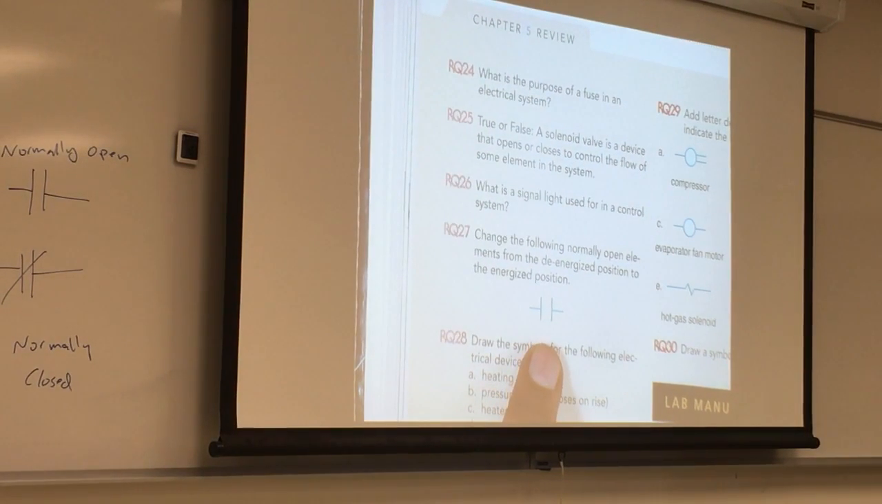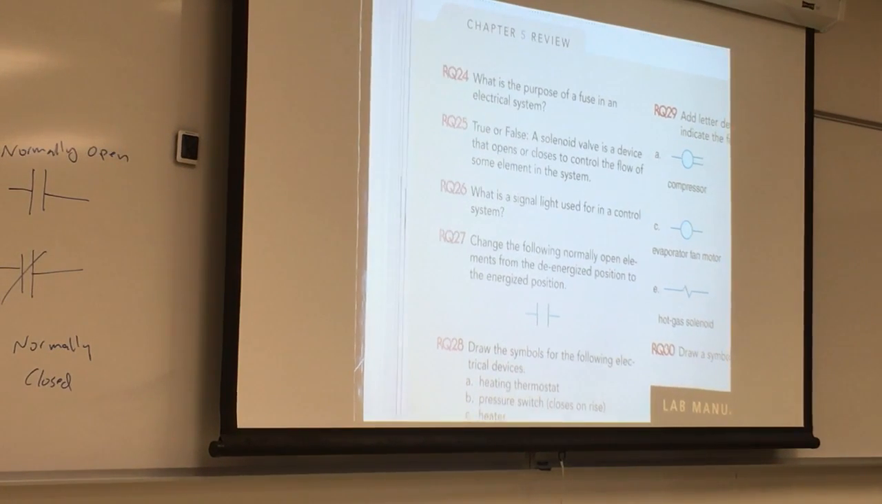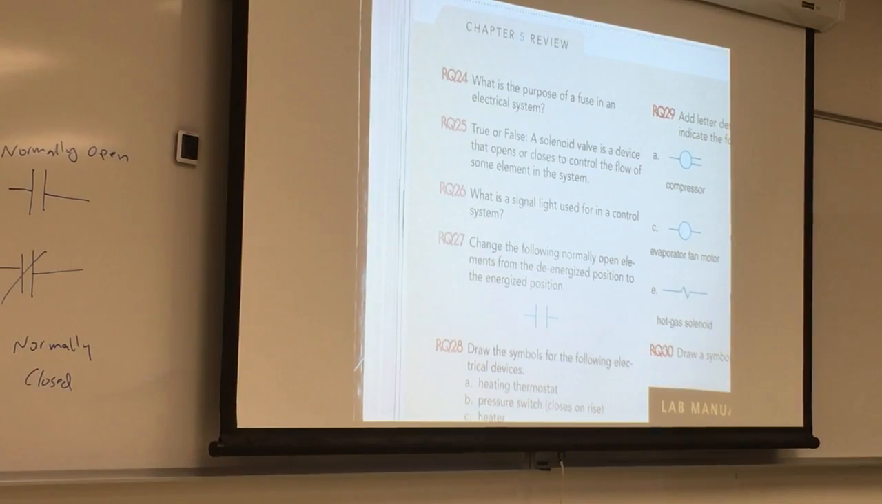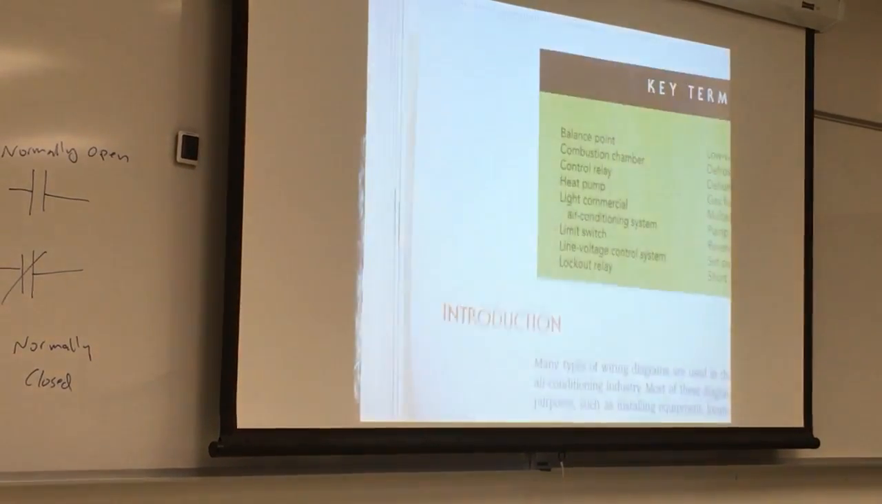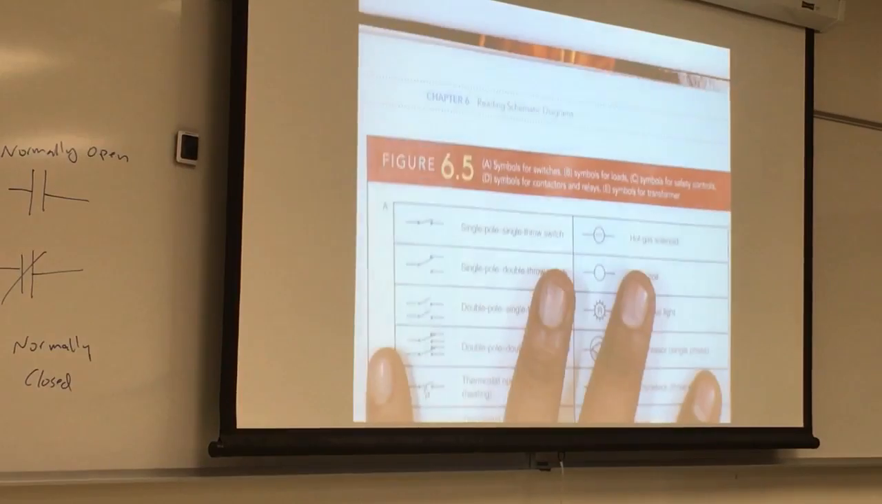Change the following normally open element to a normally closed. What are you going to do? Put a line across it. Draw symbols. These both you can answer from this diagram here.